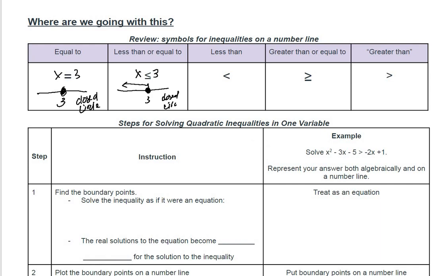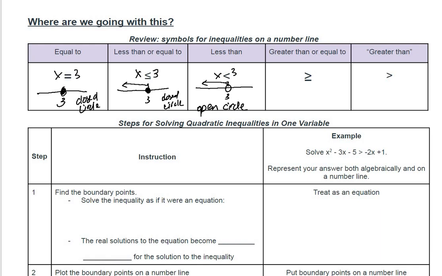Closed circle. Okay, less than. Let's say x is strictly less than 3. Well, I'm going to do everything where x is less than 3, but since I can't be equal to 3, I need to have an open circle right there to show the whole world that 3 is not one of the answers. Open circle.